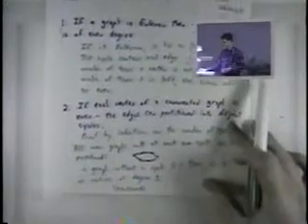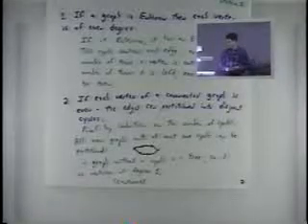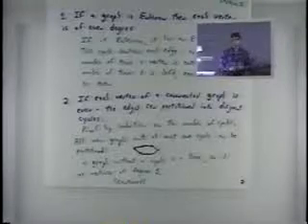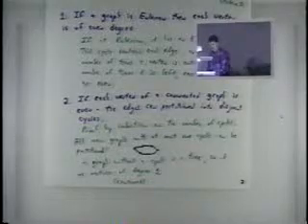So the second statement says, if each vertex of a connected graph is even, then the edges can be partitioned into disjoint cycles. And maybe I should say what I mean with a picture.